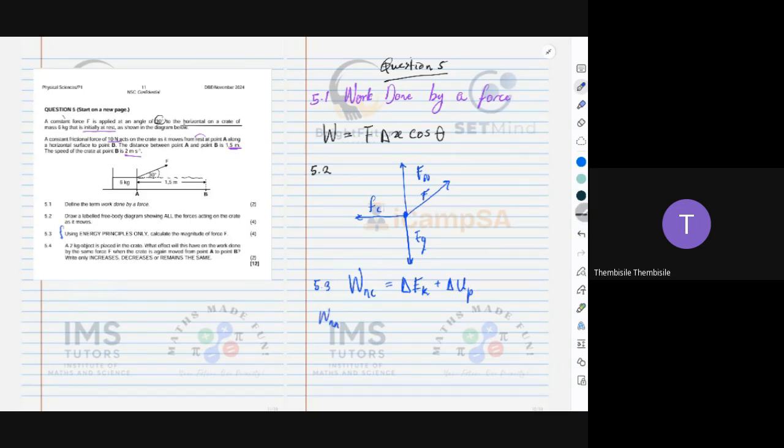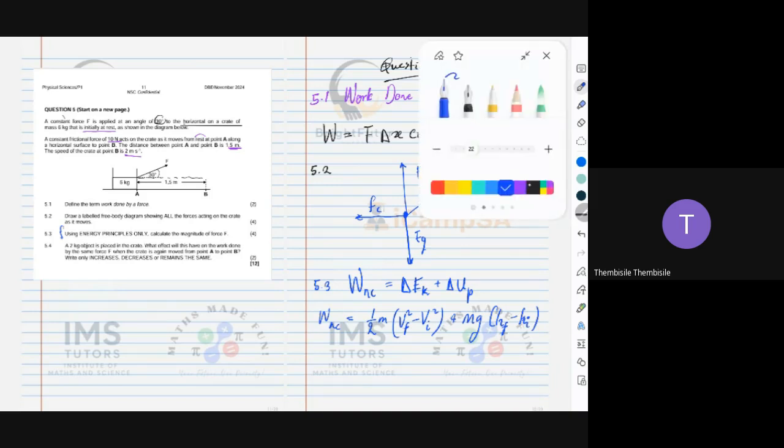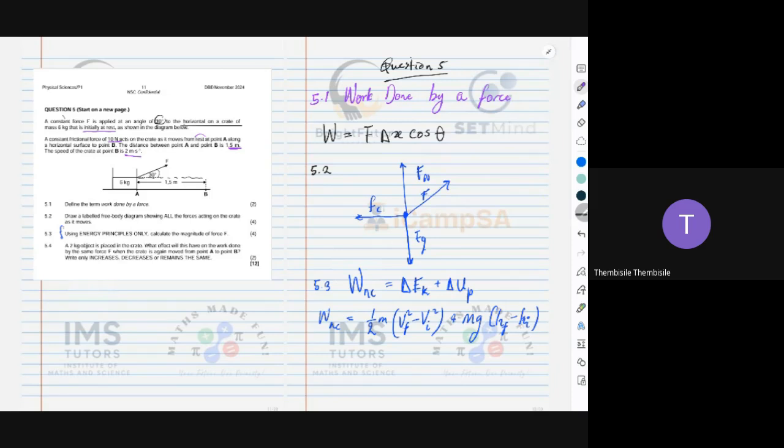We're going to have work done by non-conservative force equals 1/2 m, the velocity squared, plus mg, then we're going to have your hf minus your hi. I'm just going to simplify it. You can write this in full, but I'm writing it like this because of time, right? So this is a simplified version of it.